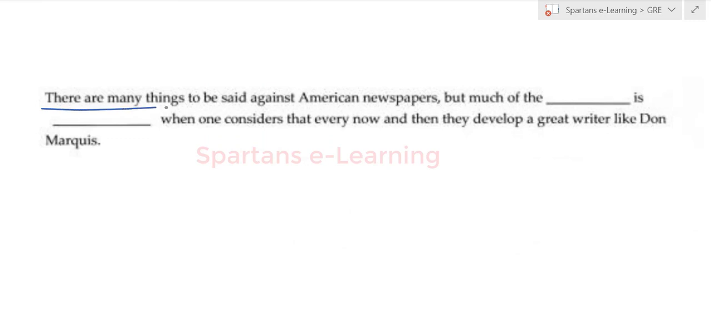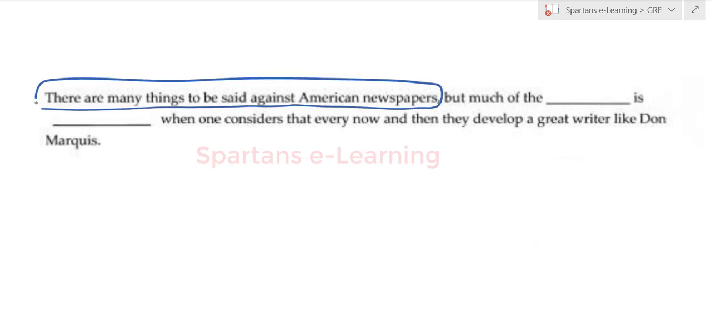There are many things to be said against American newspapers. Till here, if you see, this is acting as a keyword. Why? Because this is giving us some meaning. What is the meaning it is conveying? There are many things to be said against. See here, this is what it is saying, right? So it is something like we are hurling some curses, or we are doing something negative. Okay, we are talking something negative about American newspapers.